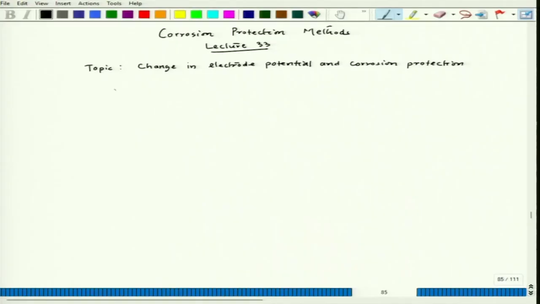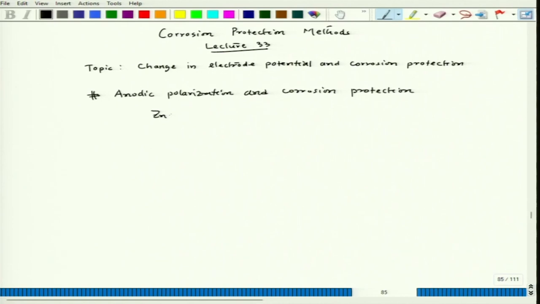Now we'll talk about another interesting approach, which is called anodic protection. In anodic protection, we make use of anodic polarization. So let us look at how that mechanism works. Today we'll talk about anodic polarization and corrosion protection. If we consider an active metal, and look at mixed potential theory, let us see what happens if we increase the potential. Anodic polarization means increasing the potential from the stable potential. It can be either the equilibrium potential or the corrosion potential.